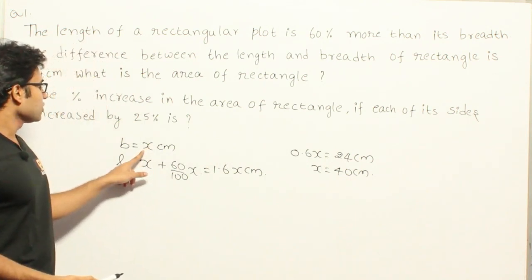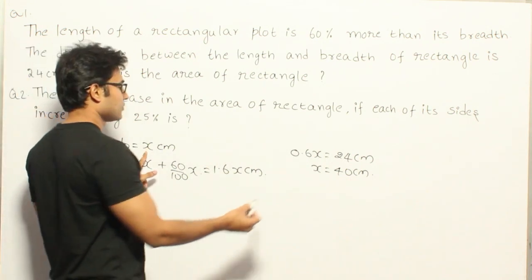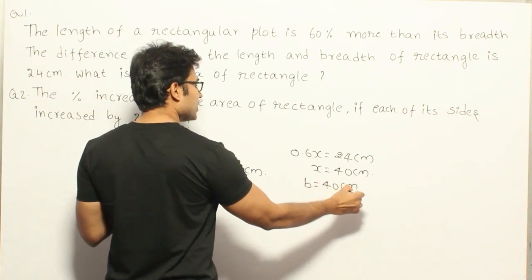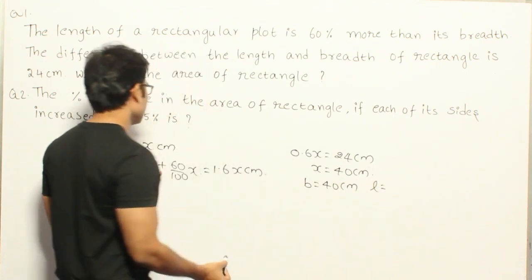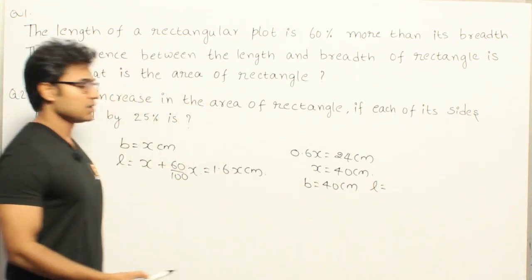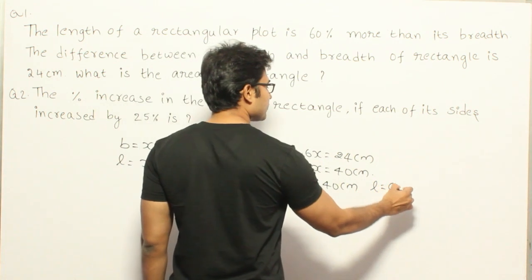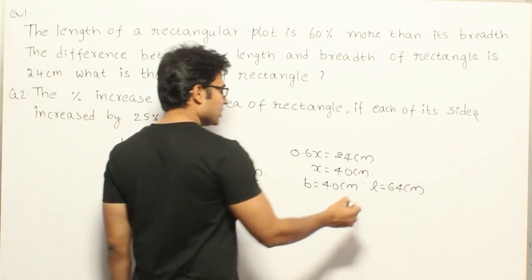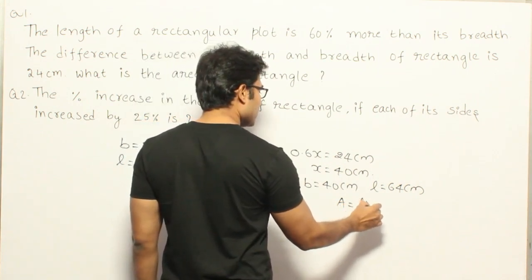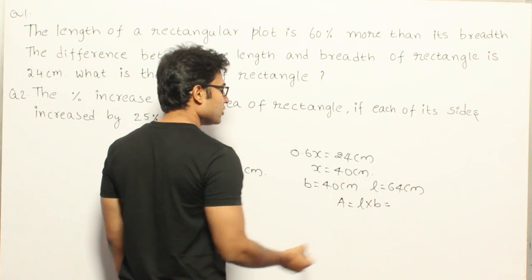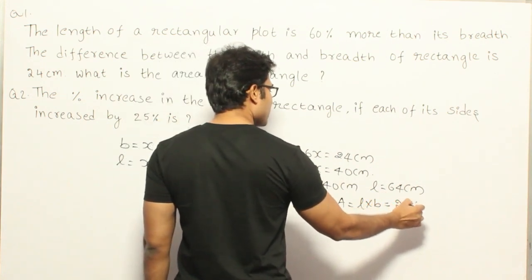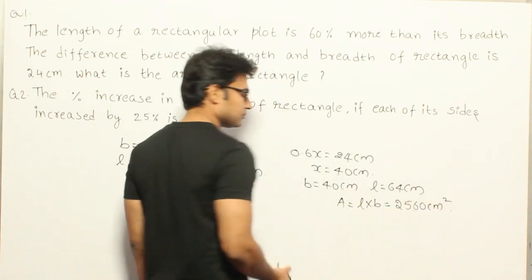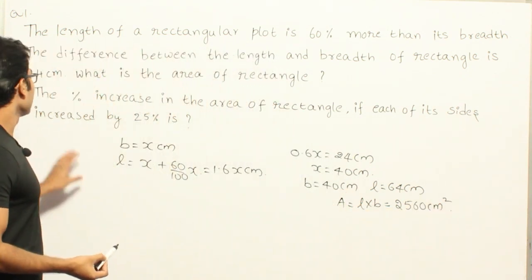Therefore breadth is going to be 40. See this, breadth is going to be x, which means 40 centimeters, and now length is going to be 1.6 into 40, which means 64 centimeters. Now what is the area? You have to apply the product, L into B. So area equals L into B, that equals 2560 centimeters square. Got it?